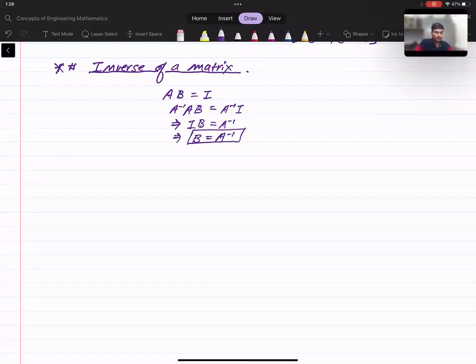Okay, so now let us see how to find the inverse of a matrix. Okay. So how to find inverse matrix.